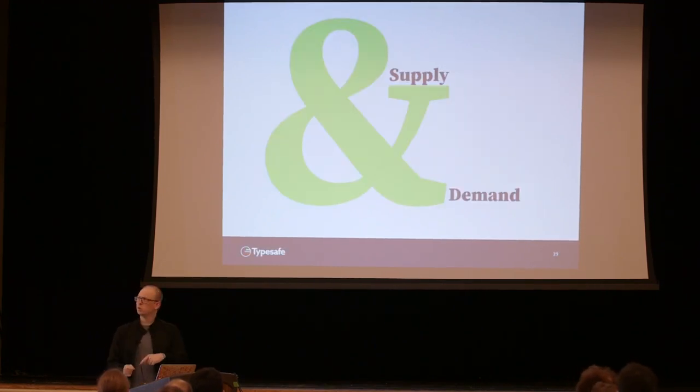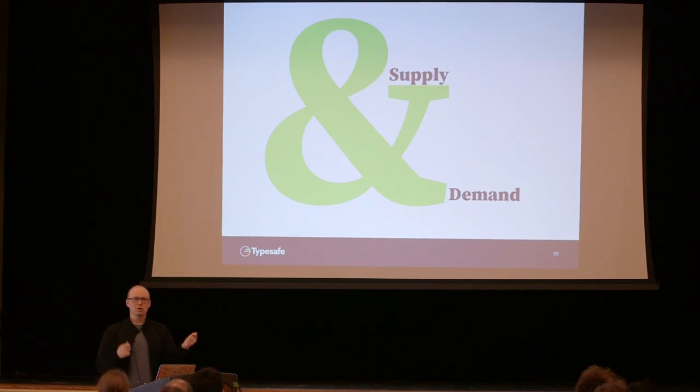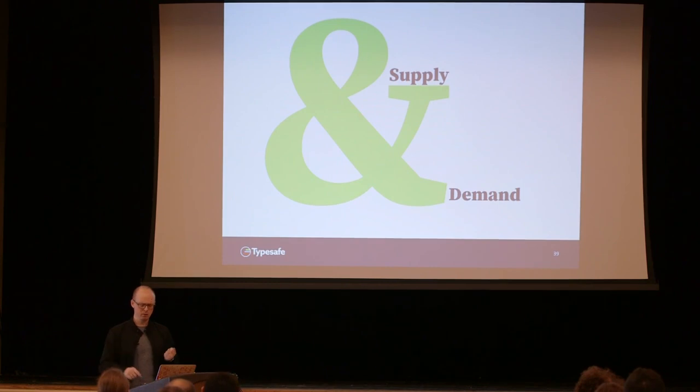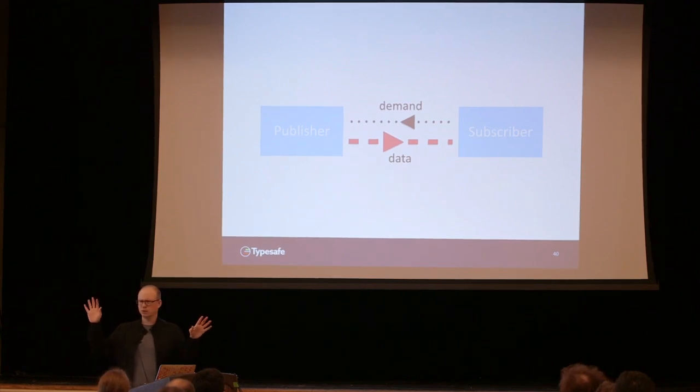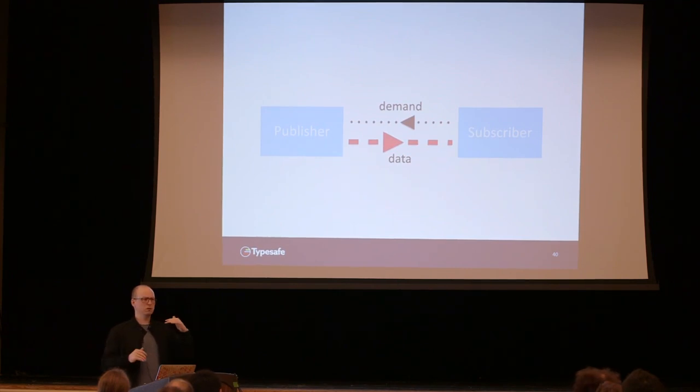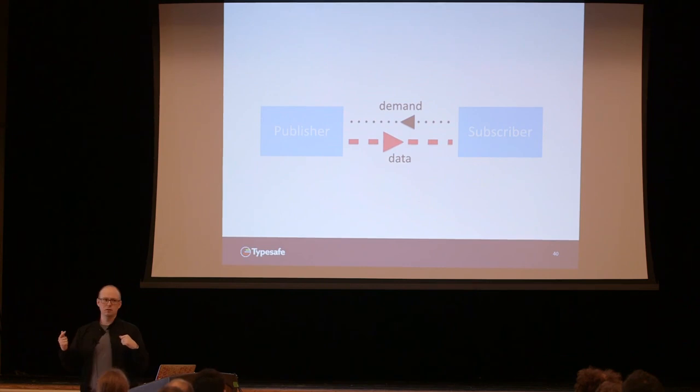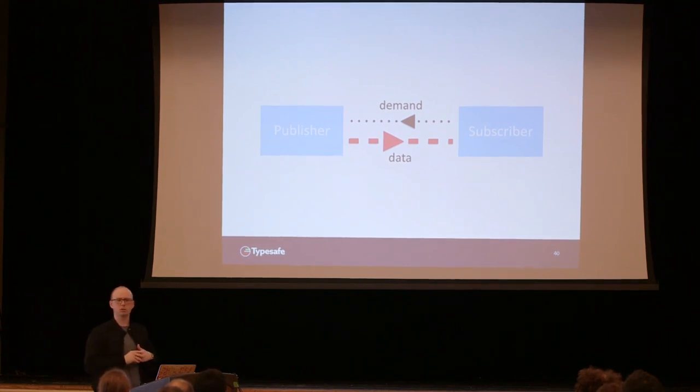So how about we treat this thing as a supply and demand thing? Because that's what it's really about. So the sender, we call a publisher here, and the subscriber is the receiver. So data flows from the publisher to the subscriber, but the demand for that information comes from the subscriber going to the publisher. Interesting.